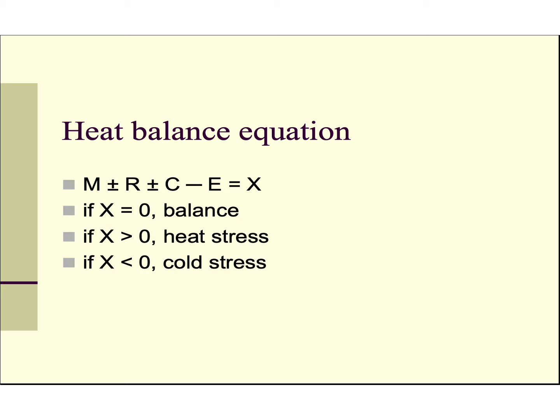Now most of the time, X is 0, and the body is in heat balance. It may, for a moment or two, be out of whack, that is to say positive or negative, but over the long run, or even over a fairly short run, it's equal to 0. If X is greater than 0, then the body is gaining heat, and as it gains heat, it will increase in temperature, and that's considered a heat stress condition. If X is less than 0, then conversely we're in a cold stress condition where the body is losing heat and therefore the temperature will decrease.